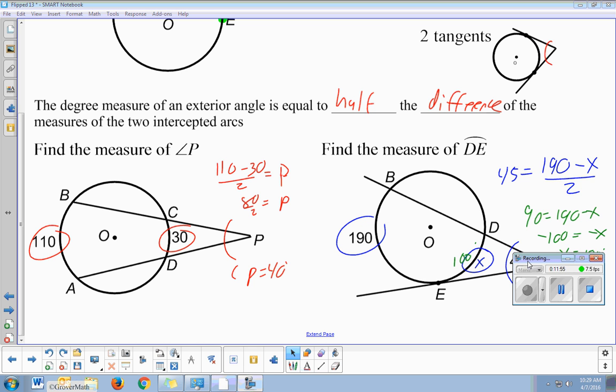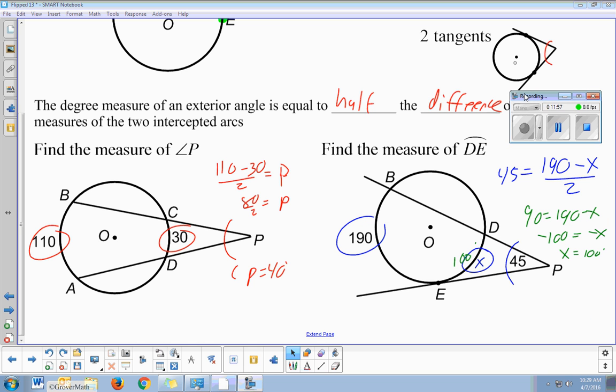But that's interior and exterior angles, and this is the end of chapter 13 for angle types, and we will begin chapter 14, segment lengths, in the next video.